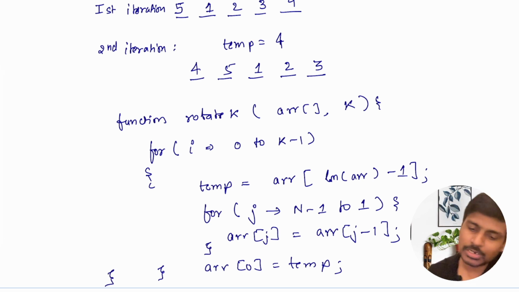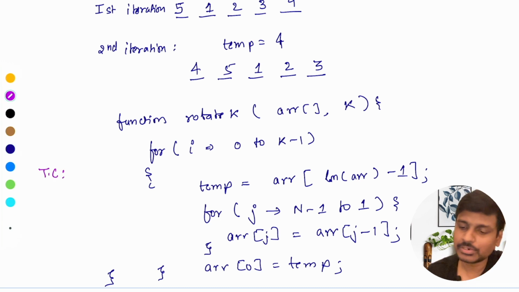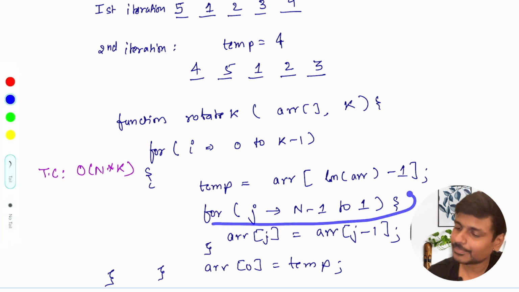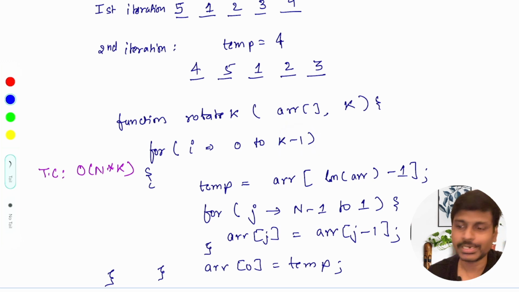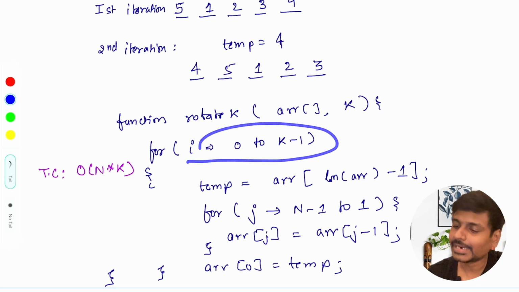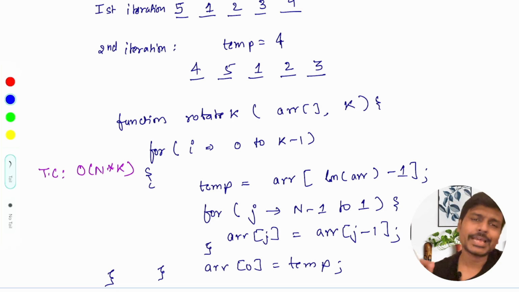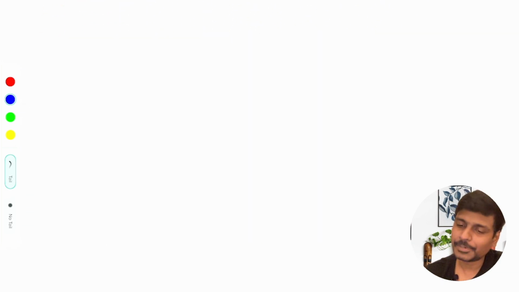The problem here is the time complexity. The time complexity for this particular solution is order of n into k, because we are iterating the array for each rotation that we want to do. So for each rotation, we are iterating over the complete array. Now let's see if we can optimize this solution.